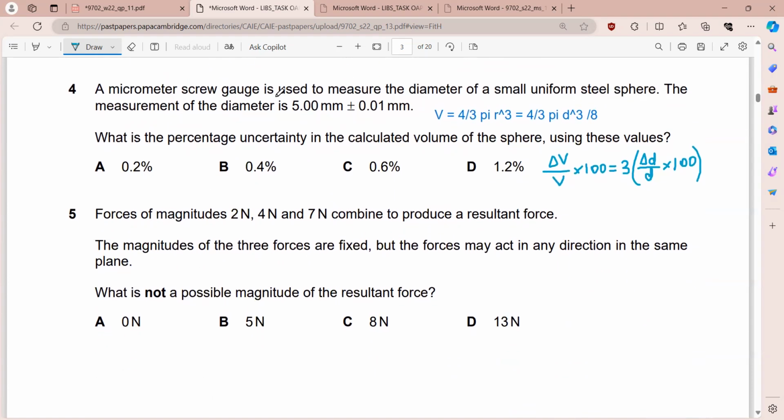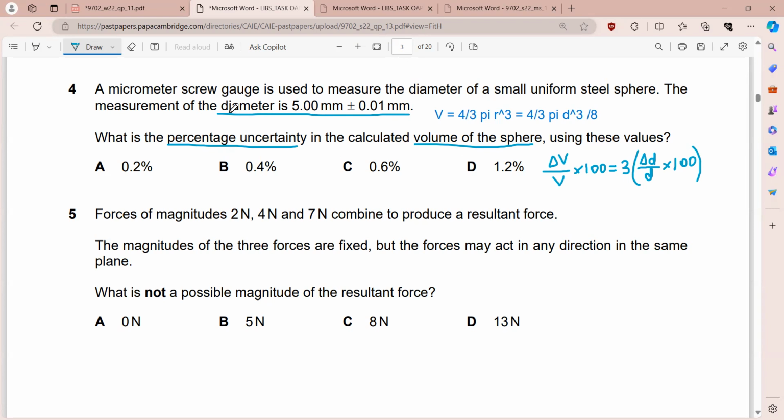A micrometer screw gauge is used to measure the diameter of a small uniform sphere. The measurement of the diameter is this. What is the percentage uncertainty in the calculated volume of the sphere using these values? So immediately, I know we need to use the formula of volume so that we can figure out how to calculate the percentage uncertainty. So volume of a sphere is equal to 4/3 times pi times r cubed.